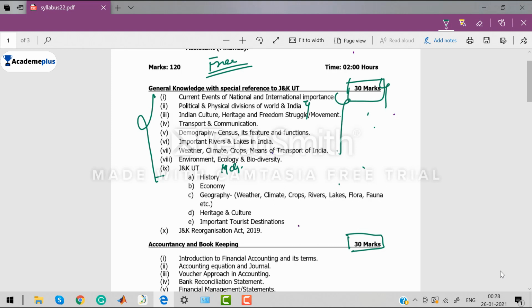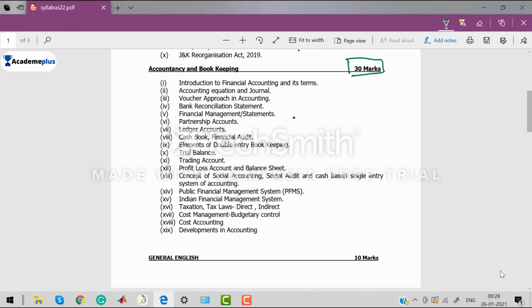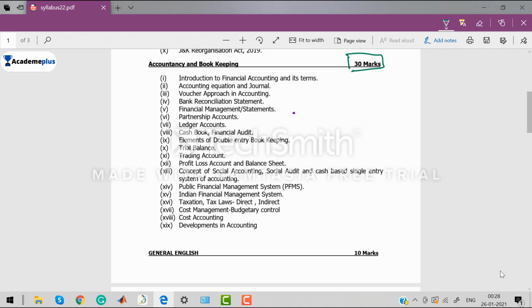We will discuss each and every topic, but the more focus will be on these two subjects, and there we have accountancy and bookkeeping. As you can see, there are almost 15 topics, from here to here. This syllabus is the same, but this time they have added some new portions like this and this. They have added these portions for the finance accounts assistant. So we will start from zero.